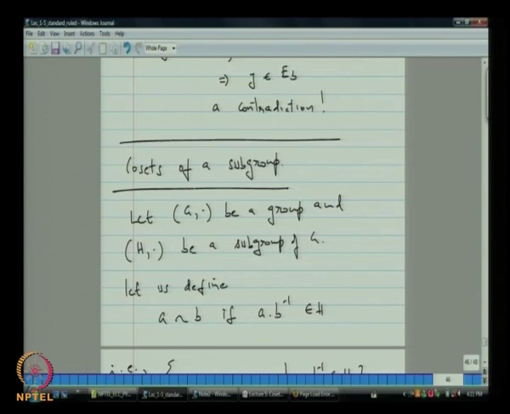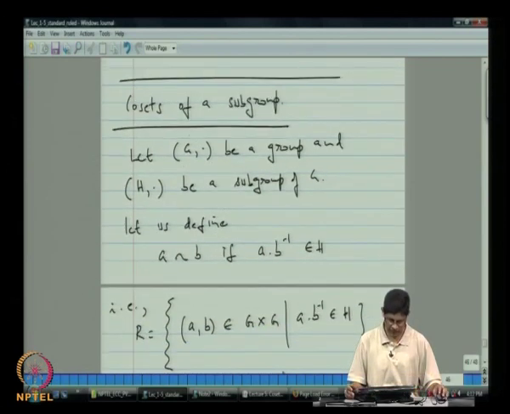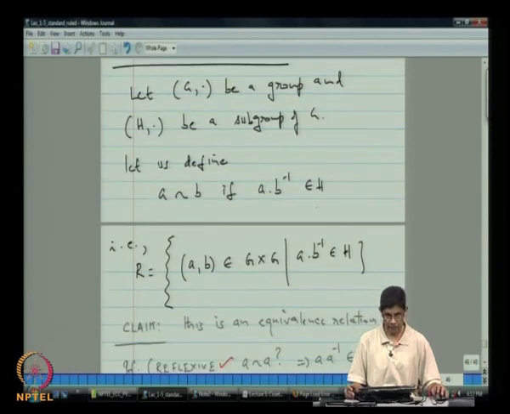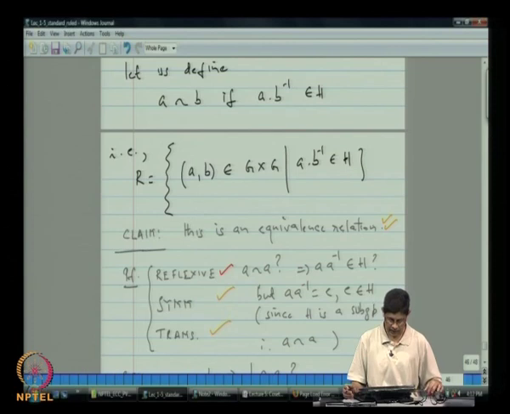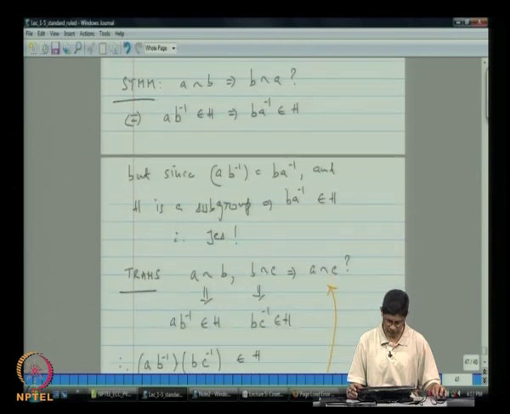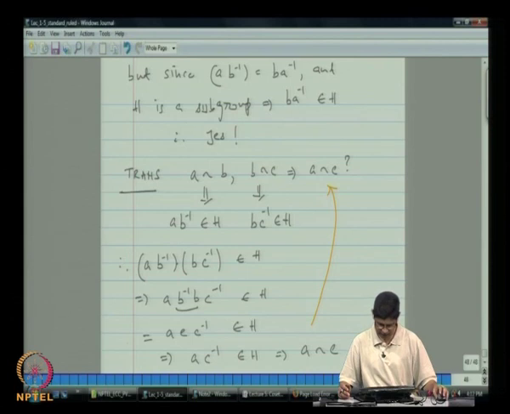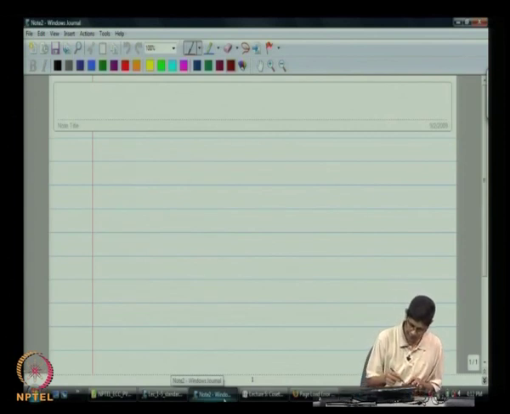So we are in the setting where there is a group and there is a subgroup, and we are defining an equivalence relationship in a manner that involves a subgroup. The equivalence relationship was this, that A is equivalent to B if A B inverse is in H. And we verified that it is an equivalence relation, and that is about where we were. So, we will continue from that point onwards. Let me begin now by putting down the title.